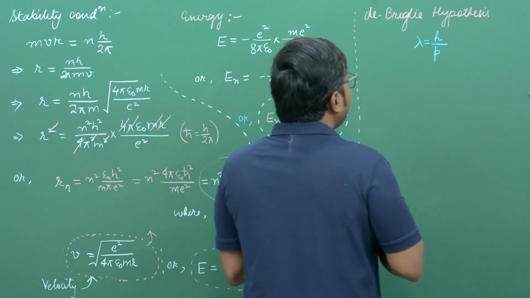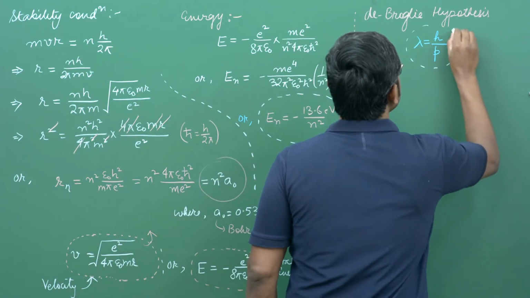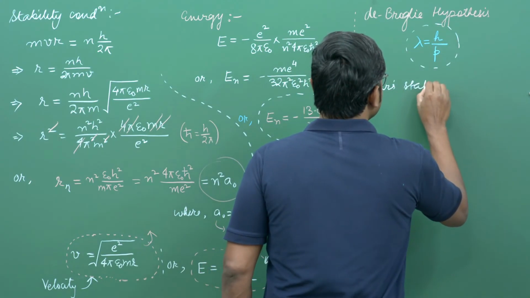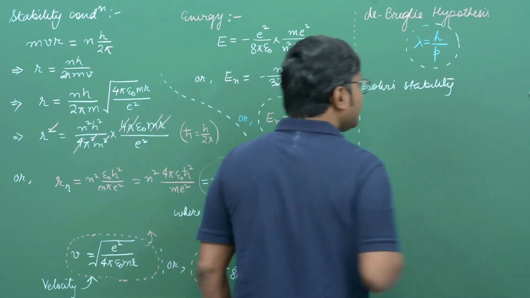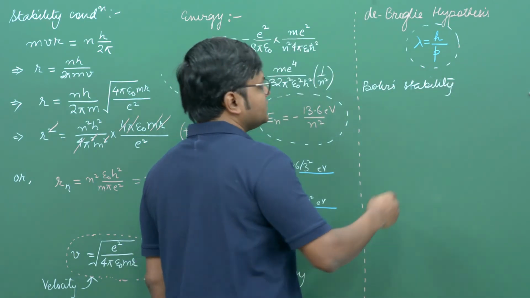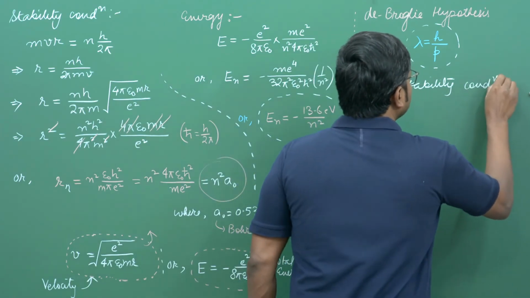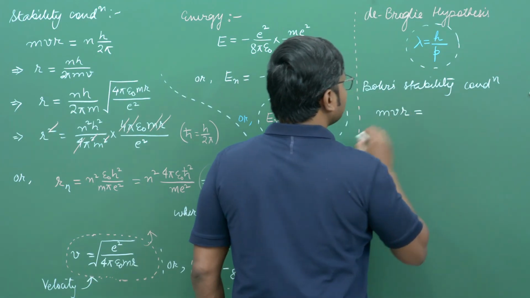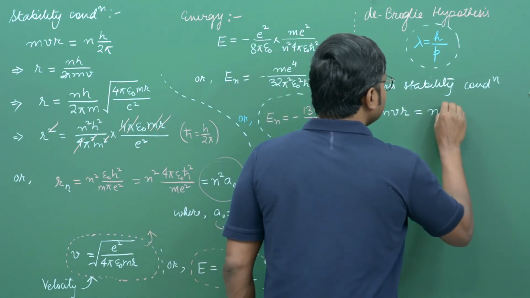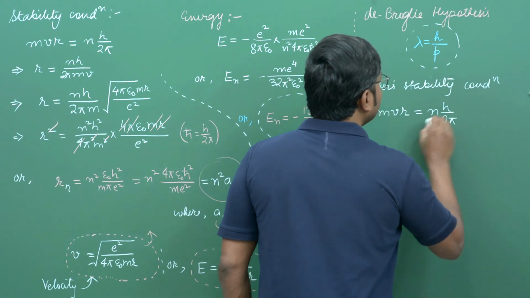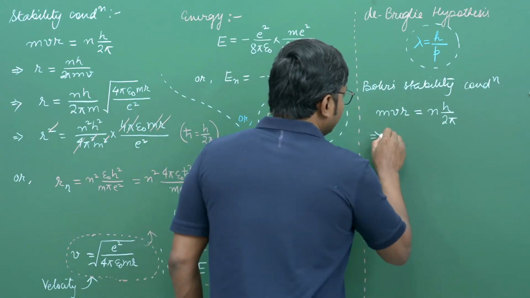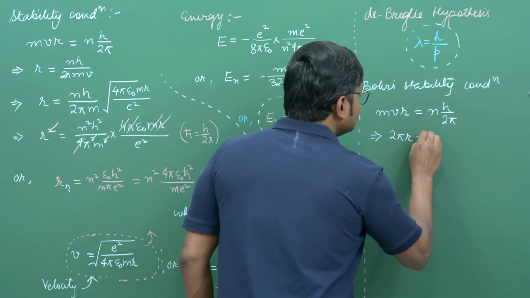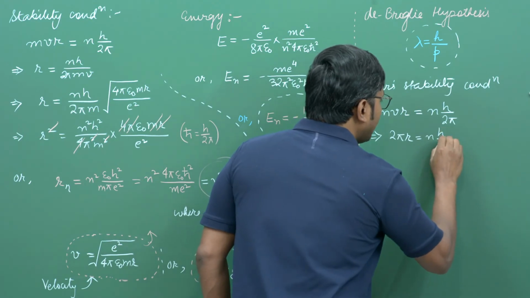Now, what if we apply the de-Broglie hypothesis to Bohr's stability condition? We will get an explanation as to why the stability condition works in the first place. The Bohr stability condition says that the angular momentum of an electron around the nucleus is an integral multiple of h upon 2 pi. If I do a little bit of rearrangement and take 2 pi to the left-hand side, I end up getting 2 pi r is equal to n h upon mv.